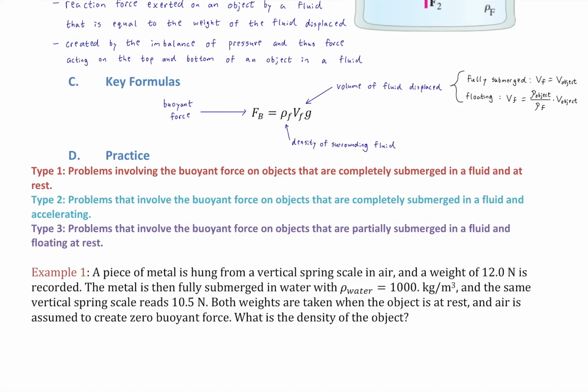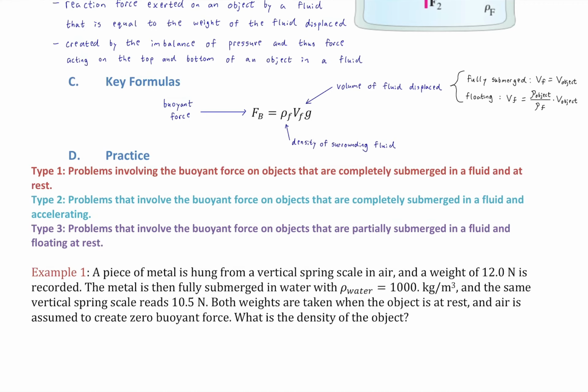Type 1, problems involving the buoyant force on objects that are completely submerged in a fluid and at rest. Type 2, problems that involve the buoyant force on objects that are completely submerged in a fluid and accelerating. Okay, so kind of subtle difference there. One of them we're going to set the net force equal to 0. The other one we'll set it equal to ma. All right, great. And m would be the mass of the object. Type 3, problems that involve the buoyant force on objects that are partially submerged in a fluid and floating at rest. All right, there we go.